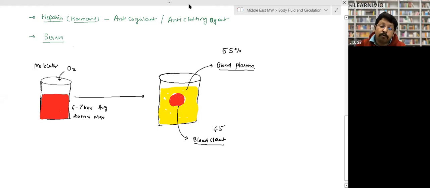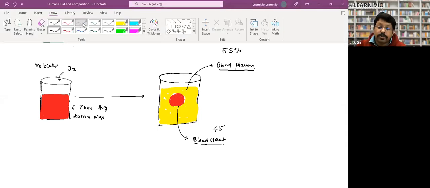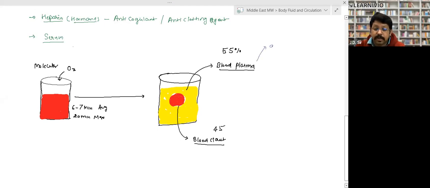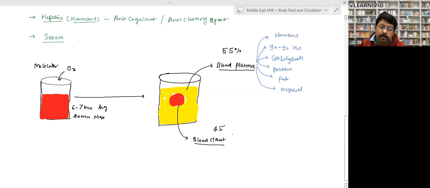Now, what is the composition of this 55%? Out of this 55%, 90 to 92% is water. Then what are the rest of the components? The rest of the components are carbohydrate, meaning sugar, then protein, then fat, then mineral, right? Mineral and then hormone. They are the components of plasma.